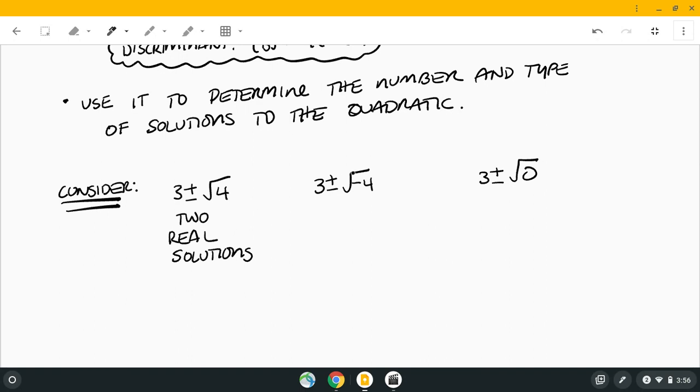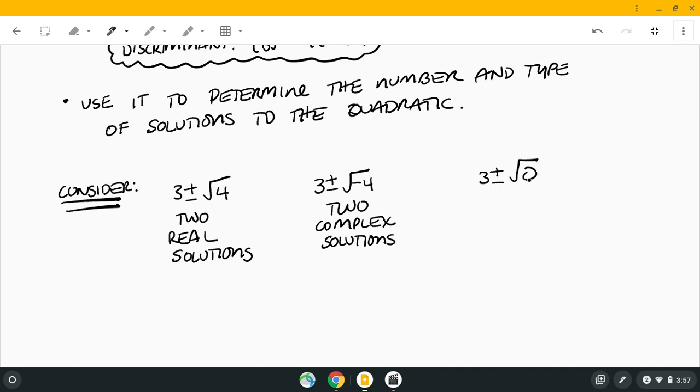Over here, the square root of negative 4 is 2i, right? So your answer would be 3 plus 2i and 3 minus 2i. So this would give us 2 complex solutions. And we covered complex numbers at the end of chapter 7. That's the imaginary stuff. So far, when you have a positive result in here, you get 2 real solutions. If you have a negative result, you get 2 complex solutions.